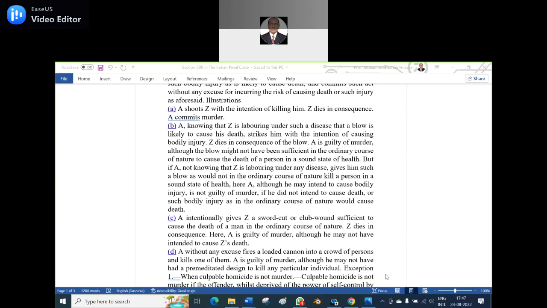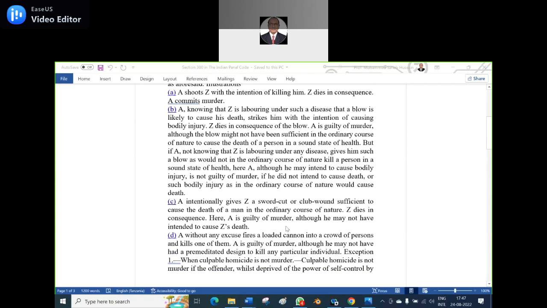So Jet dies in consequence. He is guilty of murder, although he may not have intended to cause death. You don't make an experiment on somebody else to see whether your sword is sharp or not. Experiment on your own body. Is it clear? Yes, sir.